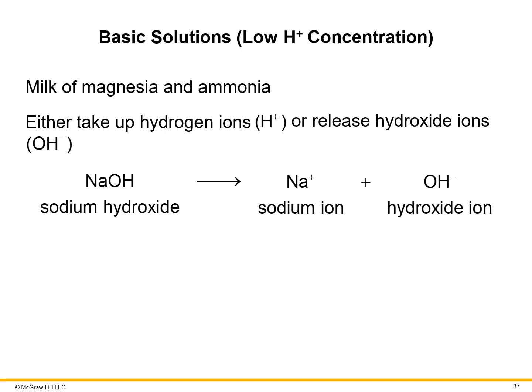For basic solutions, that's where you have low hydrogen concentration, so things like ammonia or milk of magnesia. I think a basic solution can be more damaging in a lot of ways than acidic solutions. But they either take up the hydrogen ions or they release the hydroxide ions, and you can see that in the chemical formula below.